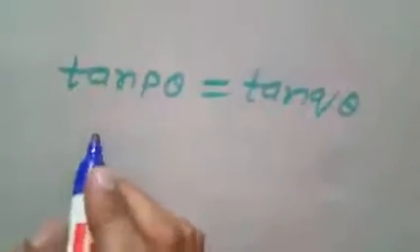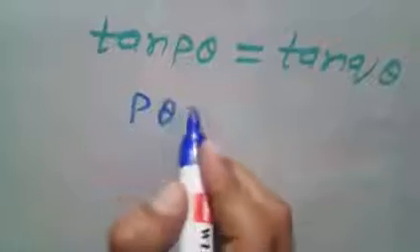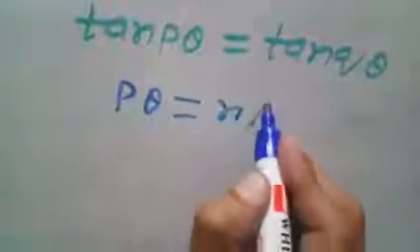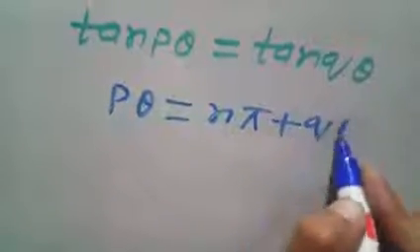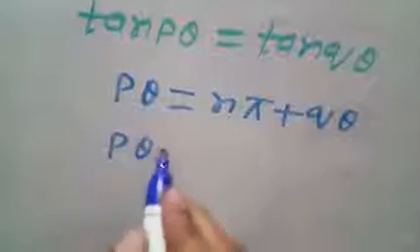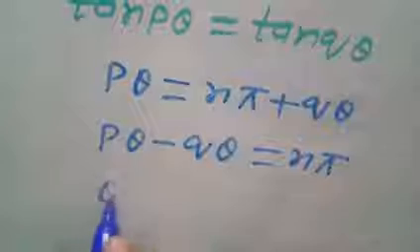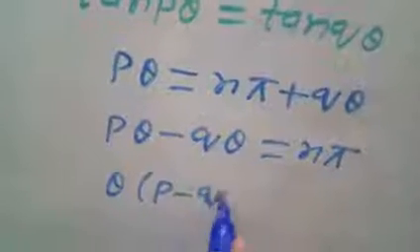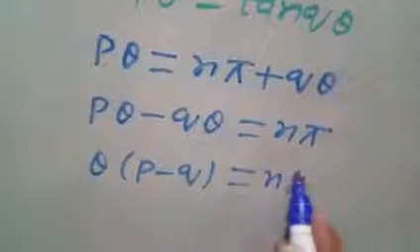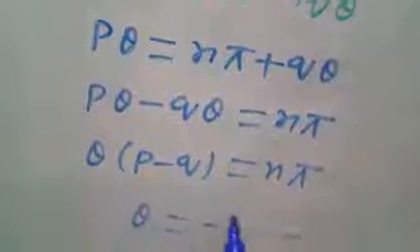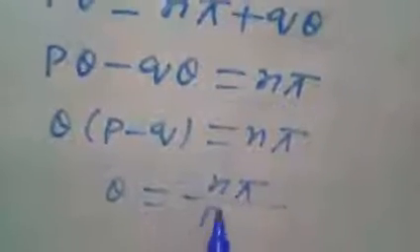Now if we see the third condition, that is tan pθ = tan qθ, we can write pθ = nπ + qθ. So in the next line, pθ - qθ = nπ. If we take θ as common, then (p - q)θ = nπ. So θ = nπ/(p - q).